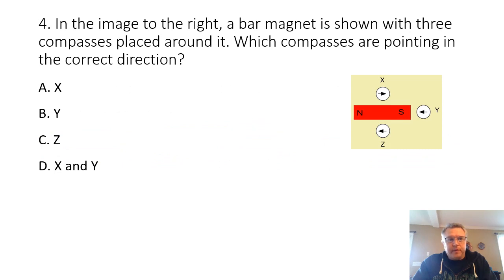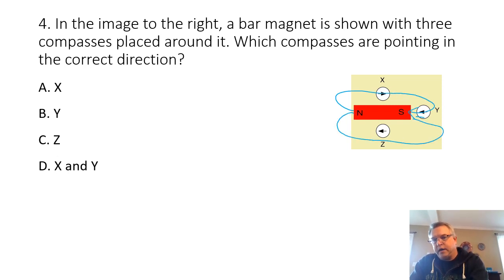Problem 4. In the image to the right, a bar magnet is shown with 3 compasses placed around it. Which compasses are pointing in the correct direction? So again, we have a magnet. Our magnet has a north pole and a south pole. We know that magnetic field lines always run from the north pole to the south pole. So my magnetic field lines would be going in this direction on both sides of the magnet.